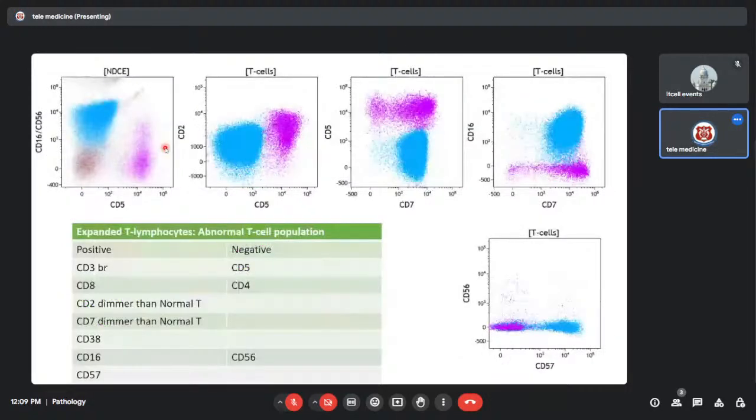What about the other markers? So 56, you remember from the plot of NK T cells, initially I told you 56 was negative. So here 16 and 56 are combined on the same fluorochrome. So you know that 56 was negative in the first tube. So what you are looking at is 16. What about 2? Would you call this 2 positive? Let us compare the intensity of CD2 between the pink and the blue population.